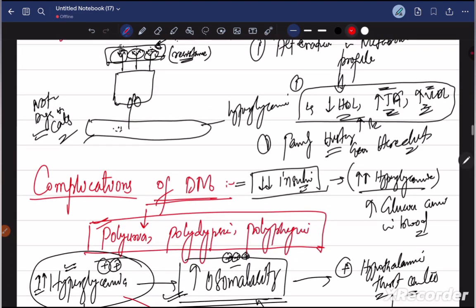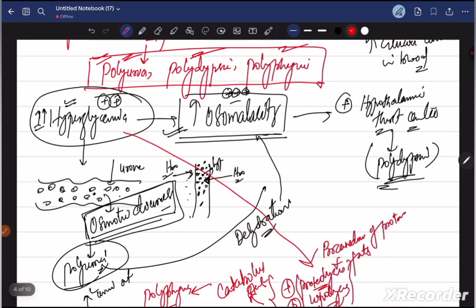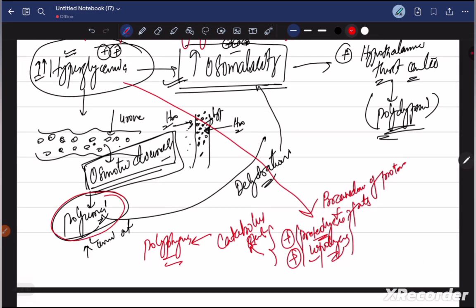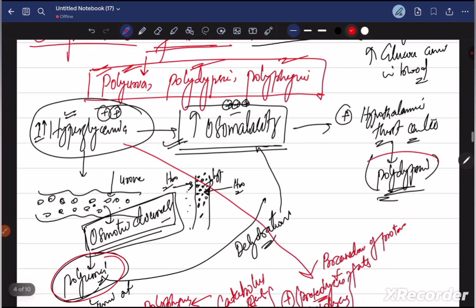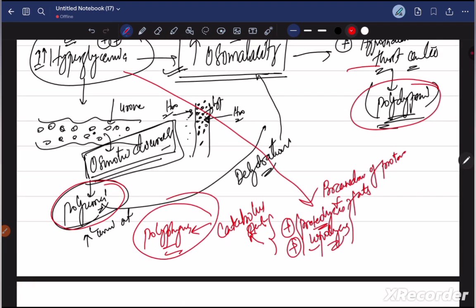This is one of the complications of diabetes mellitus, that is polyuria, polydipsia, and polyphagia. Why polyuria occurs, I told you. Why polydipsia occurs, I told you. And why there is polyphagia, I explained each and everything.